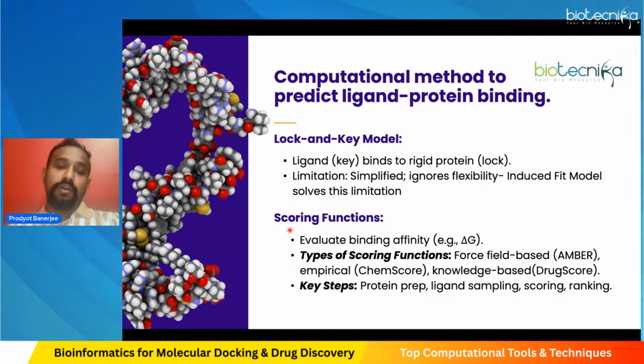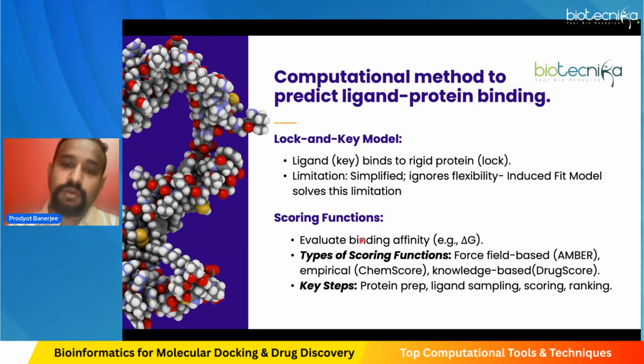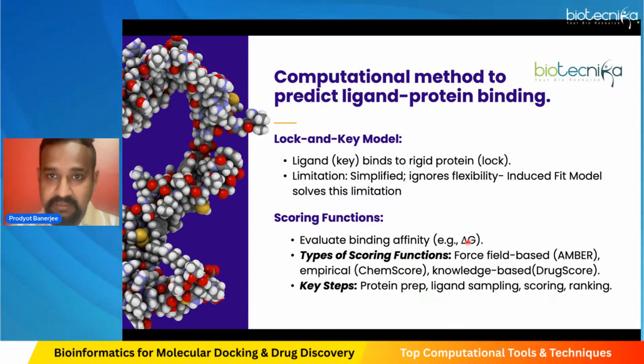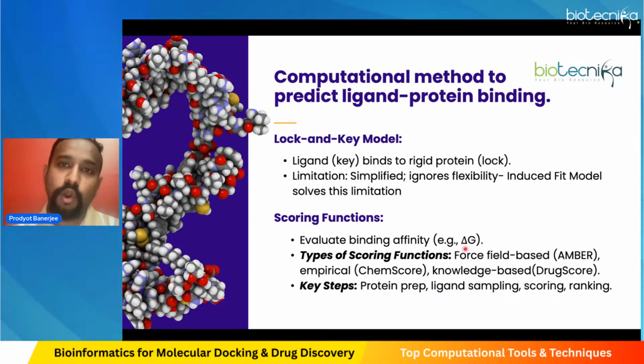Coming to scoring functions, there are multiple types, but the main thing that we rely upon is the binding affinity, which is given by your delta G, that is your Gibbs free energy. It tells how spontaneous that particular thing is. Obviously we are not talking about a reaction over here, so we are speaking of the negative connotation: the more negative, the more stable energy wise.